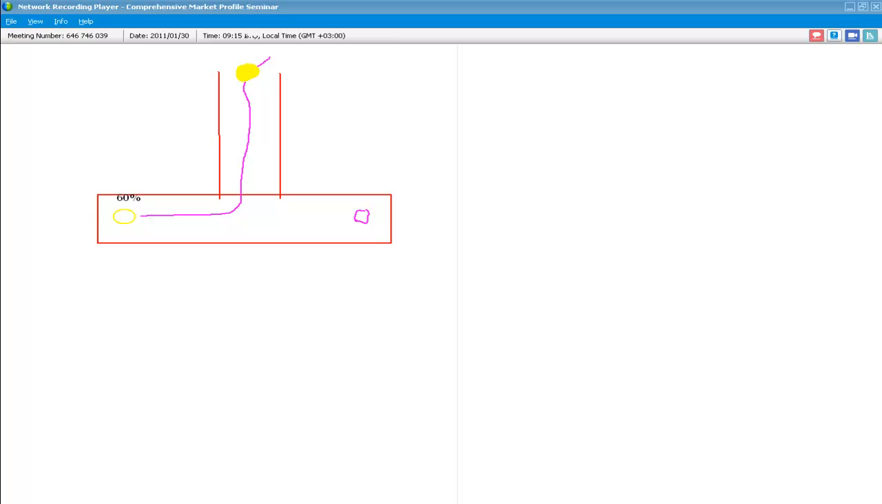Now, what happens if I switch these numbers here? I switch this to the 40. Make this one the 40, and I make this one the 60.